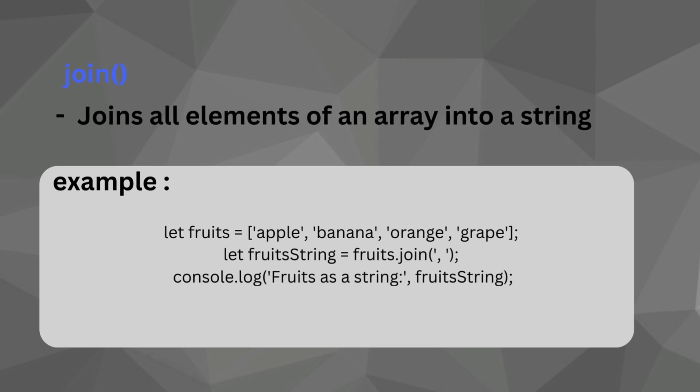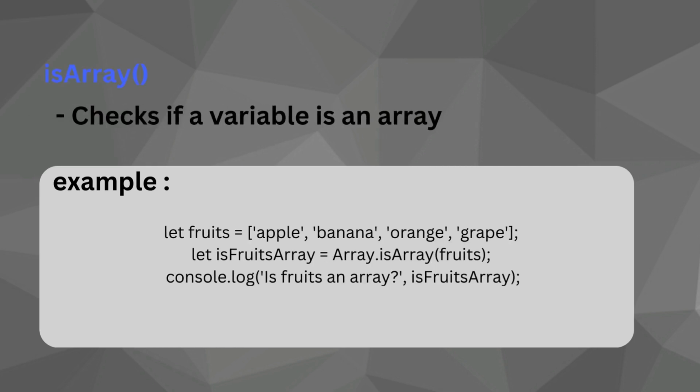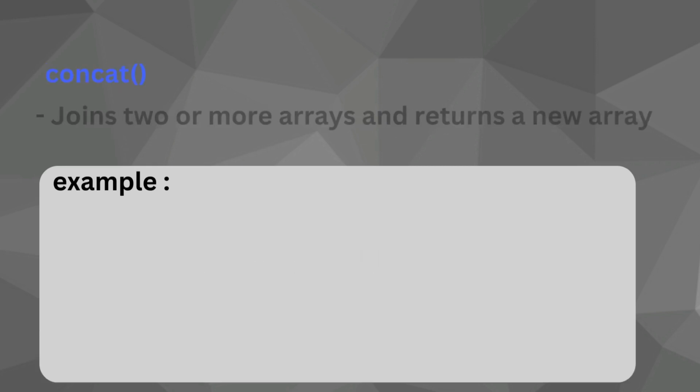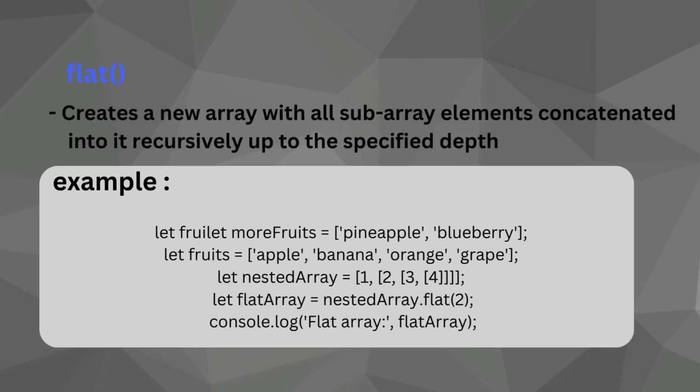Next method is fill, fills all the elements of an array with a static value from a start index to an end index. Next method is toString, converts an array to a string. Next method is reduceRight, applies a function against an accumulator and each element in the array, from right to left.